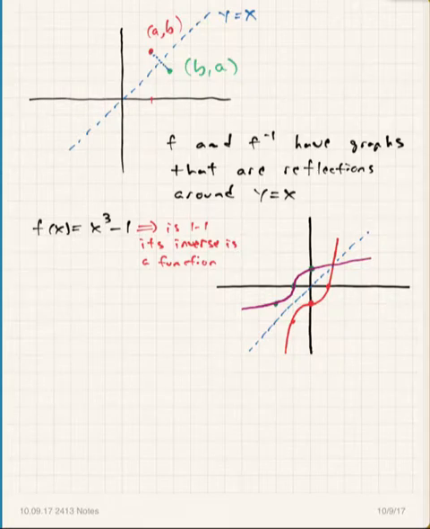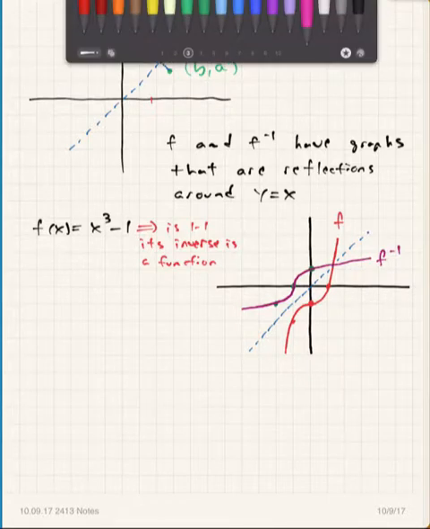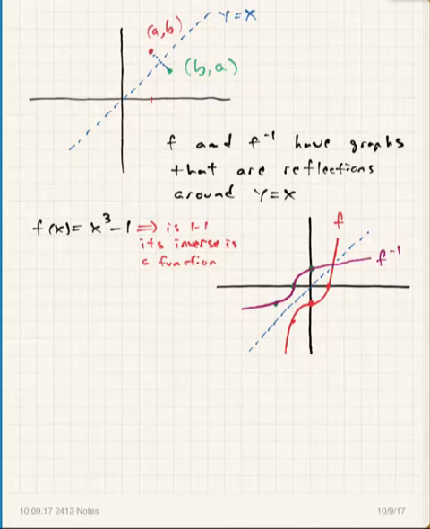Right? And so the red graph is the graph of our function f, and the pinkish graph would be the graph of f inverse. And notice that they're reflections around the line y equals x. Also notice that that graph, f inverse, should look familiar to you. That's just the cube root graph shifted to the left 1 unit, and we can show that by actually finding the inverse algebraically.